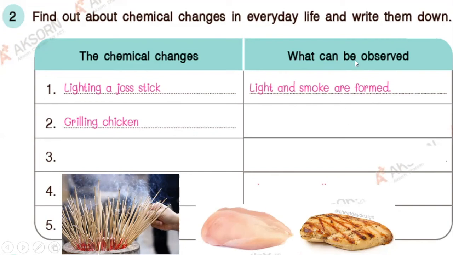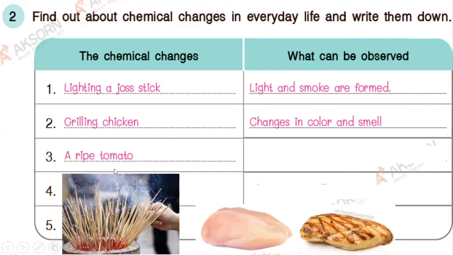What can be absorbed? What is the difference? Changes in color. You see, different color and smell. If you grill chicken today for your breakfast, dinner, or lunch, you can smell raw and you can smell grilled, and you will find a big difference. Okay, so grilled chicken, it's a chemical change. And what changes? Change in color and smell. All right, so pause the video, write it down in your workbook.